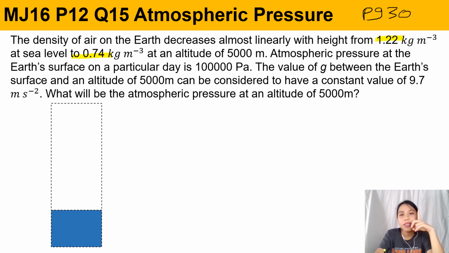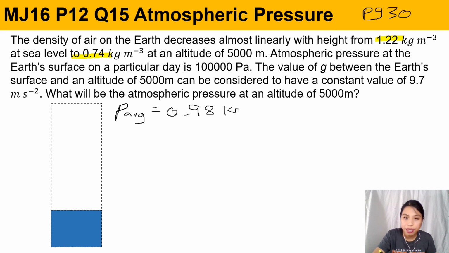So, how to deal with this problem? Firstly, let's find the average density because it will make calculation easier. So, average density will be 1.22 plus 0.74, so about 0.98. Let's use that for our calculations.